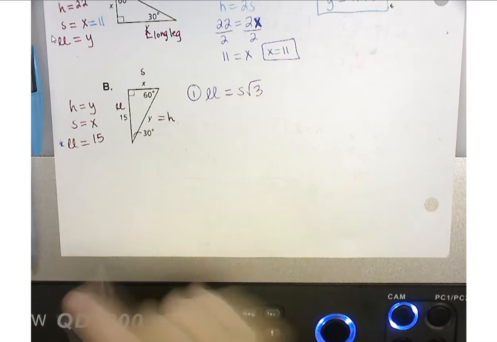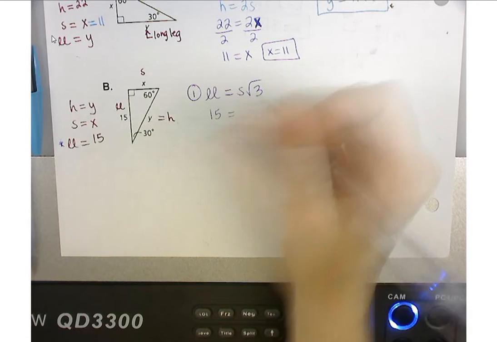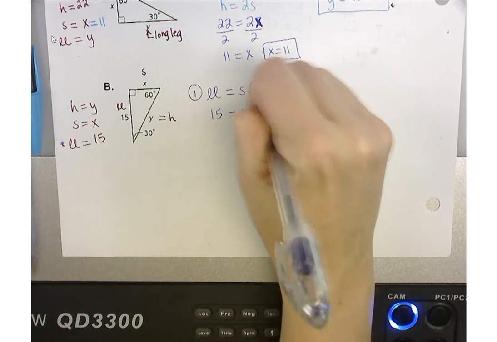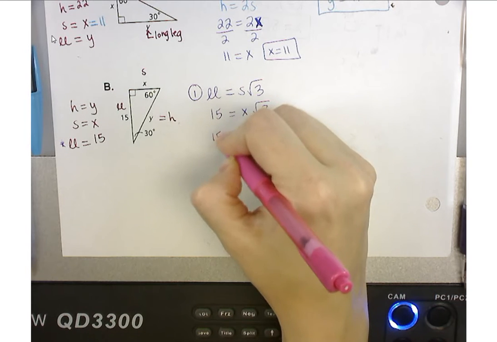Okay, so the long leg is 15. I can plug that in. The short leg is x. I can plug that in. And then look where we are. Where are we? What does this remind you of? A warm-up. Your warm-up, right? We're back to the bell work.